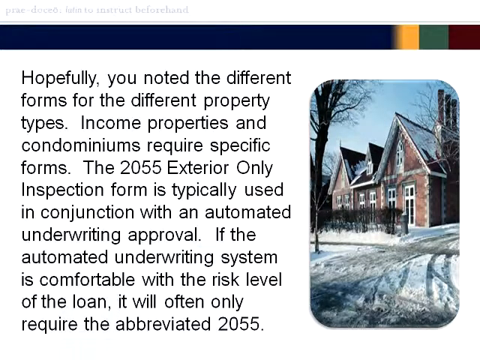Hopefully you noted the different forms for the different property types. Income properties and condominiums require specific forms. The 2055 exterior-only inspection form is typically used in conjunction with an automated underwriting approval. If the automated underwriting system is comfortable with the risk level of the loan, it will often only require the abbreviated 2055.